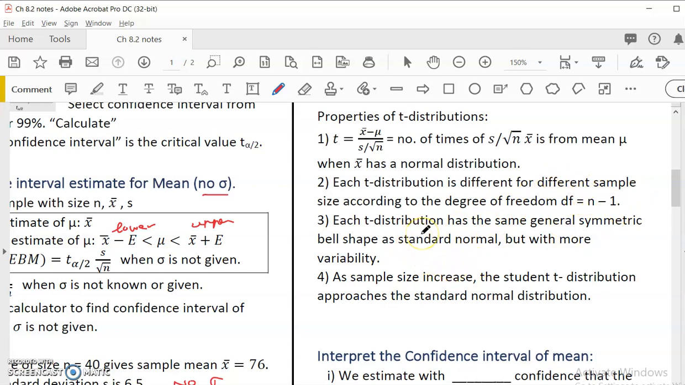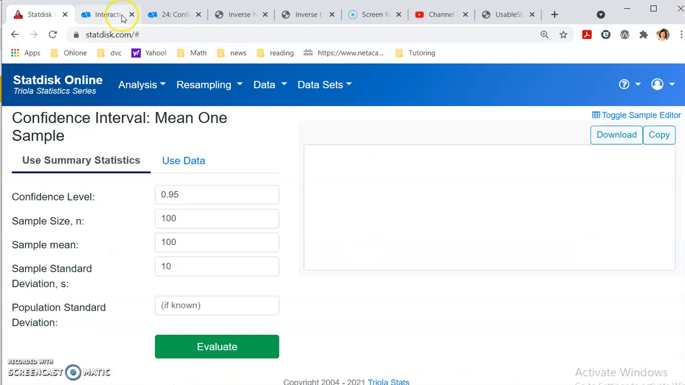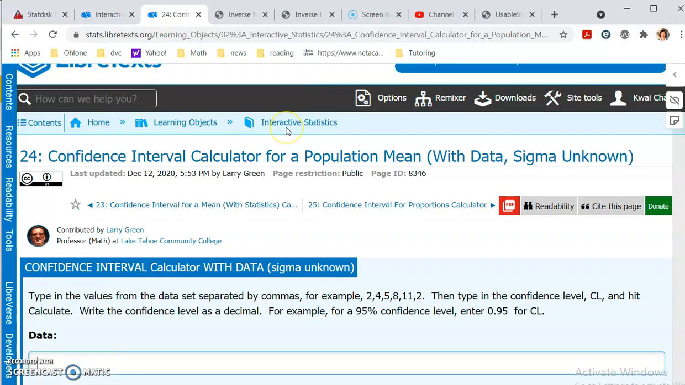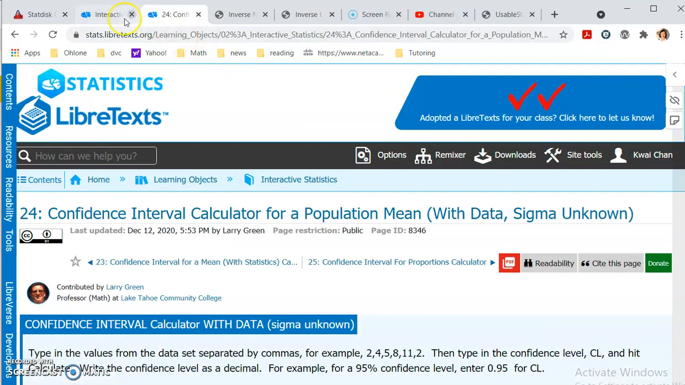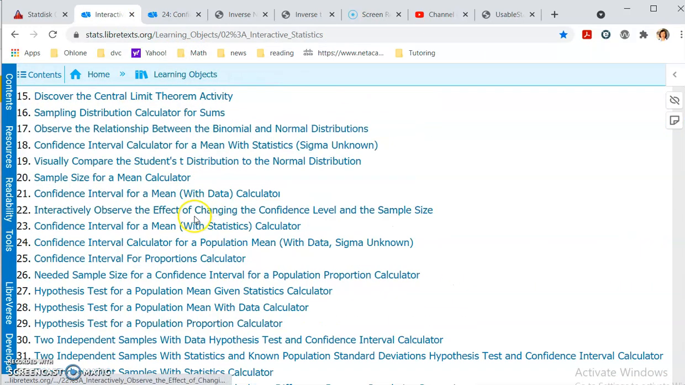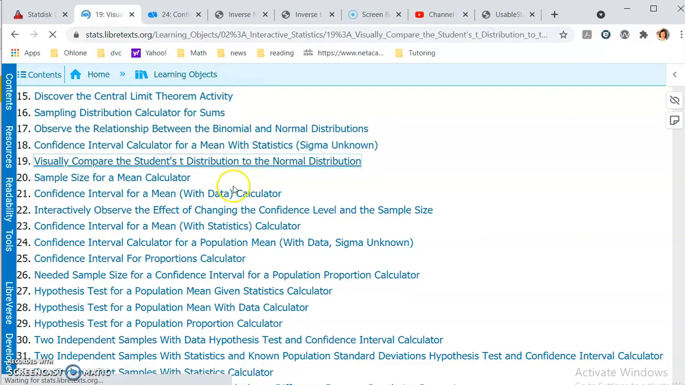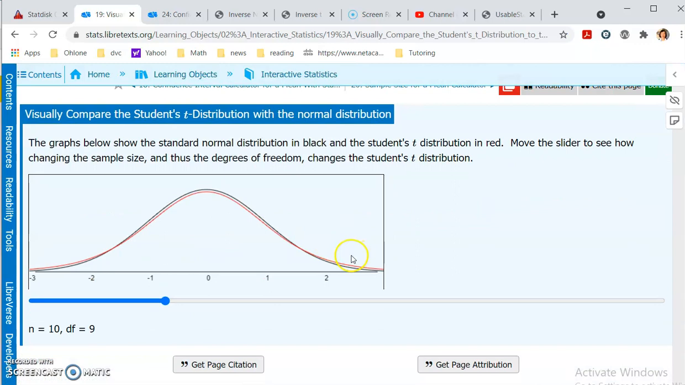Each T distribution is more or less symmetrical like the standard normal, but with more variability. That means the standard deviation is not 1. The standard deviation is a little bit higher. So there is an interactive program that compares the student T's distribution to the normal Z distribution.